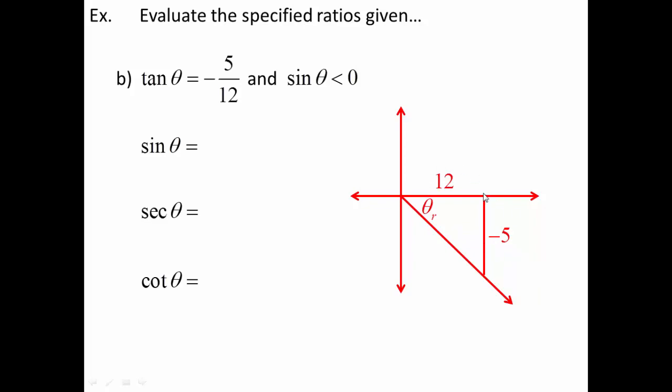So using my Pythagorean theorem, find the r, or of course 5, 12, 13, that's one of my Pythagorean triples, and set up my ratios. Sine would be negative 5 over 13, secant would be 13 over 12, cotangent would be 12 over negative 5.